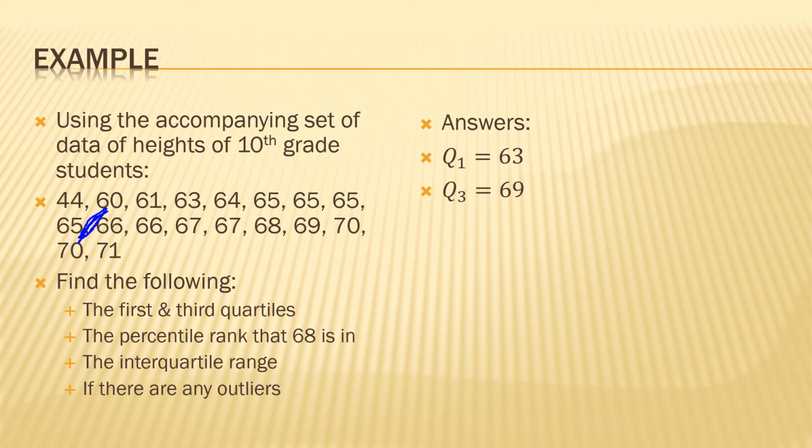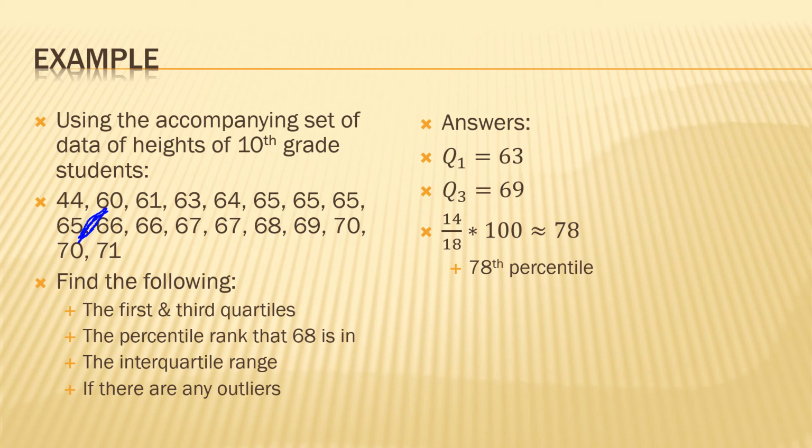To find the percentile rank that 68 is in, I know I have 18 scores. I count the number of scores that are at or below 68. In this case, we have 14 scores that are at or below 68. So now I have 14 divided by 18 times 100. I round to the nearest whole number to give me 78. Therefore, 68 is in the 78th percentile of the scores.